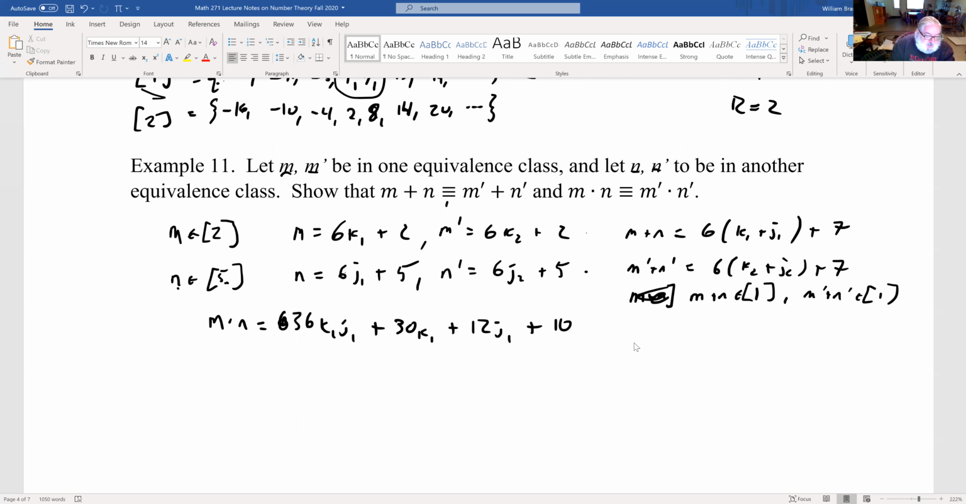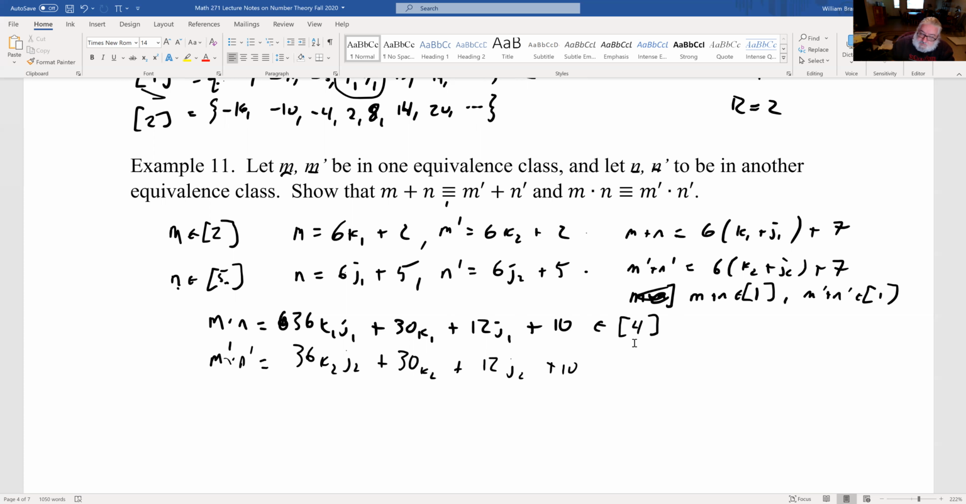M prime times n prime is 36K2 times J2 plus 30 times K2 plus 12 times J2 plus 10. So this is the equivalence class of 4, right?